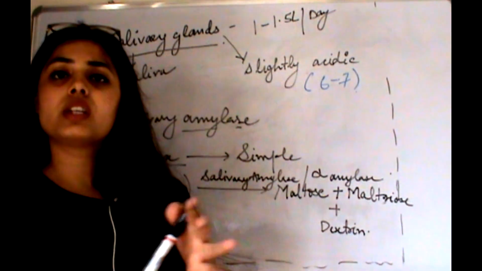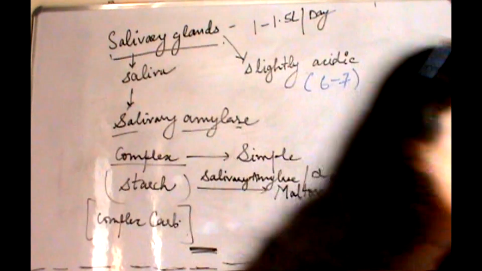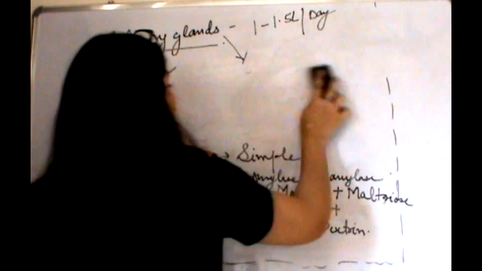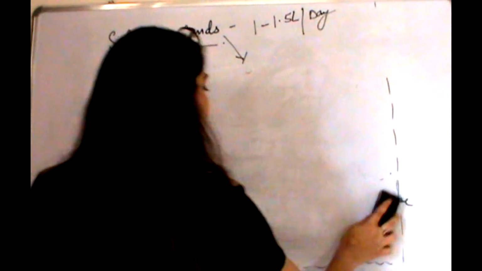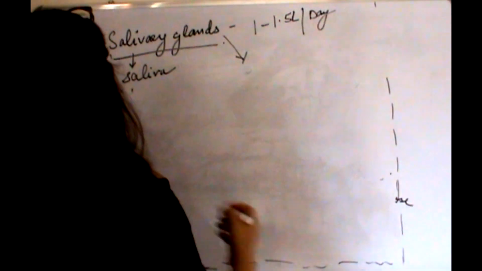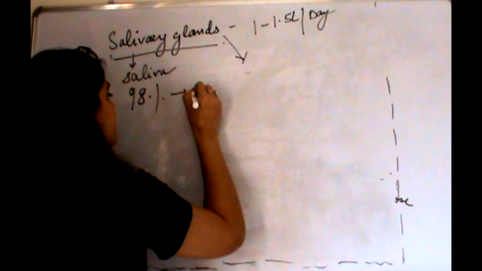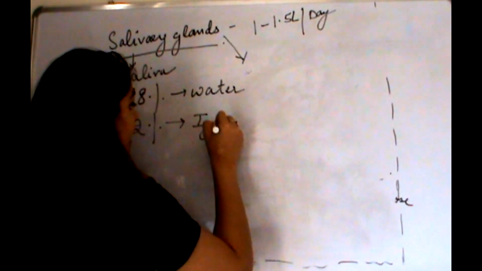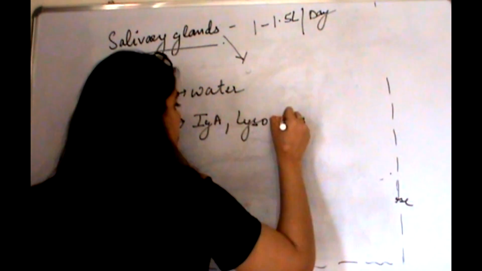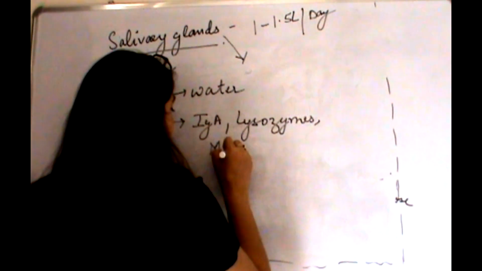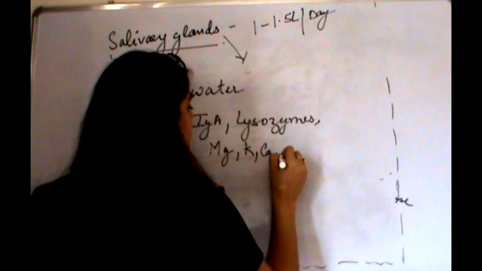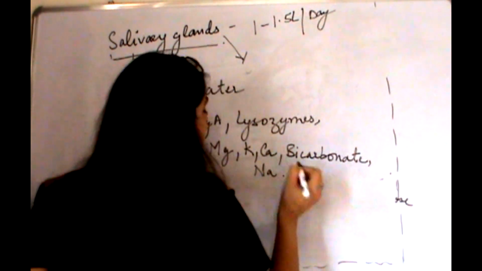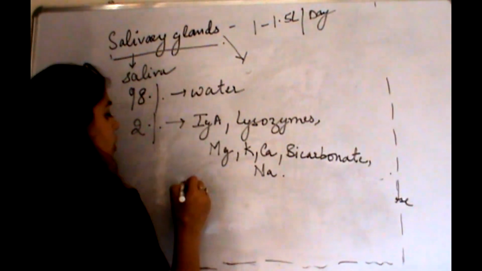Now let's talk about the composition of saliva. As you must have heard, saliva is a very watery secretion, and that is true, as 98% of saliva is made up of water, and the rest 2% is made up of IgA antibodies, lysozymes, and magnesium ions, potassium ions, calcium ions, bicarbonate ions, sodium ions, etc. Right?